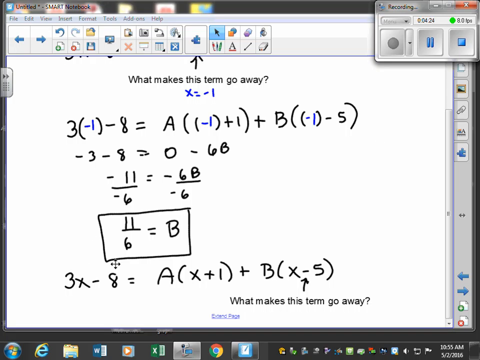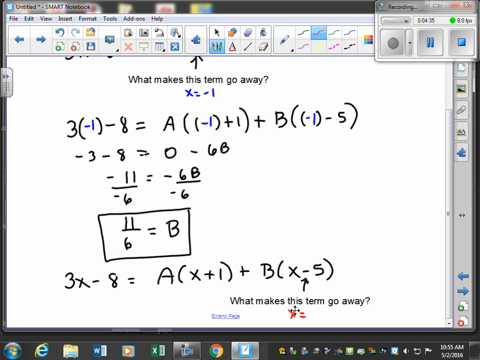Okay, so we jump down here and we take the original that we had at first, and this time I'll say, well, what makes this term go away? What x value? So I'll do this one in red. When x is equal to 5, right? So then let's do the same thing. Everywhere there's an x, plug in a 5 and do that.